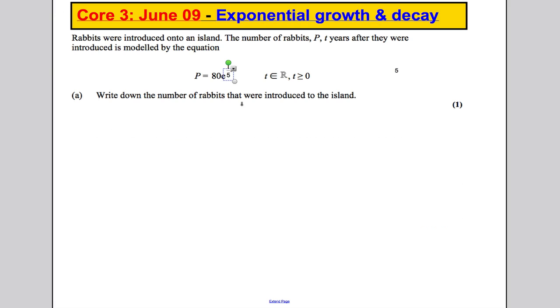Okay, this question is telling us that we've got some rabbits on an island, and the population P after T years is given by this equation. It asks to work out how many rabbits were first put on the island. That's when T is 0, so P would be 80 e to the 0, and P would be 80. So 80 rabbits were first put on this island.